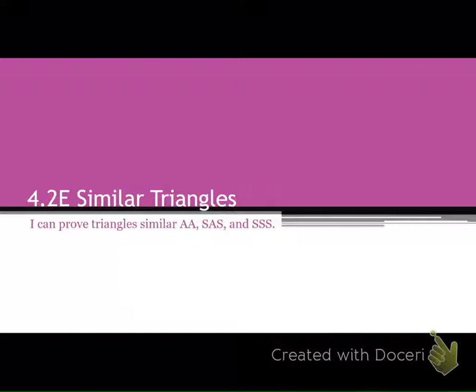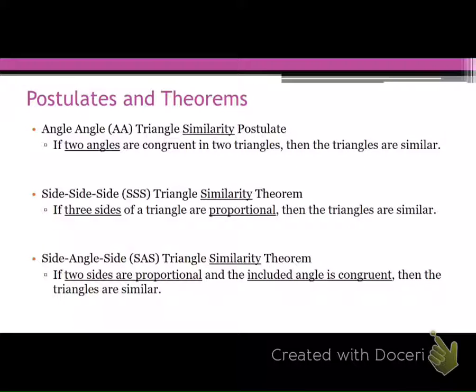So when we did congruent triangles, we had theorems and postulates like side-side-side, side-angle-side, angle-side-angle, angle-angle-side, and HL, right? No, we're not doing proofs. So we have those same kinds of theorems and postulates with similarity. There is an angle-angle, a side-angle-side, and a side-side-side similarity. Okay, so postulates and theorems.